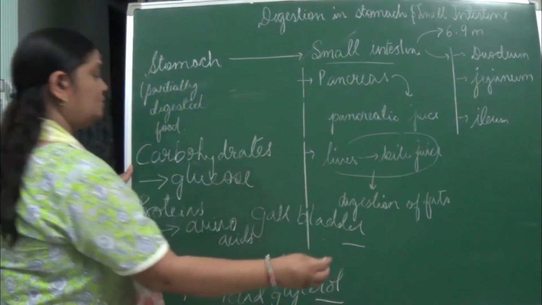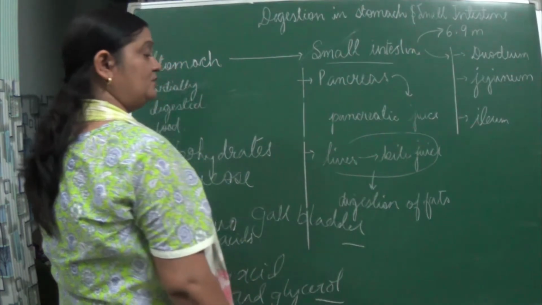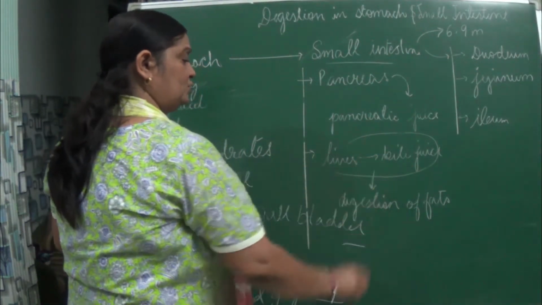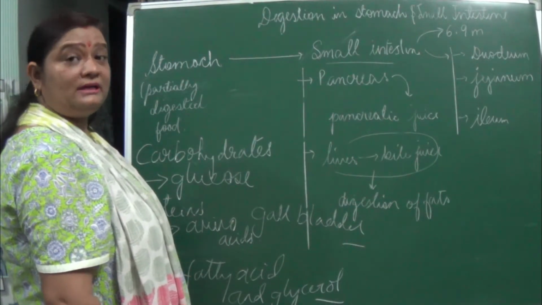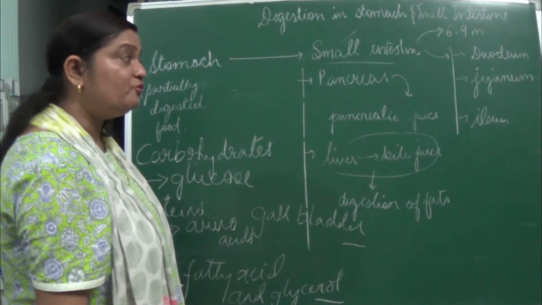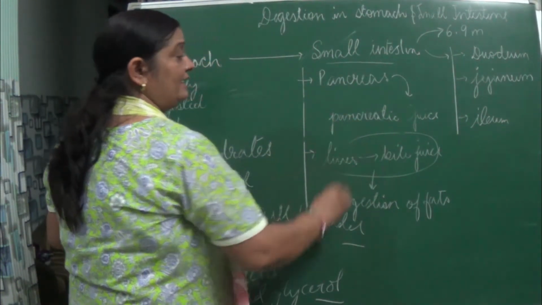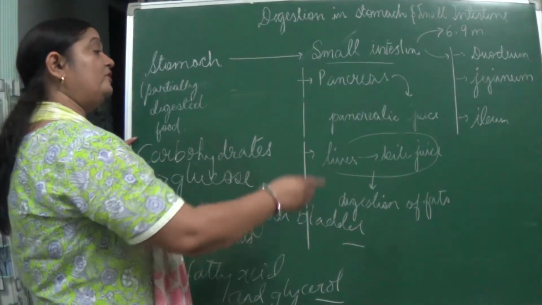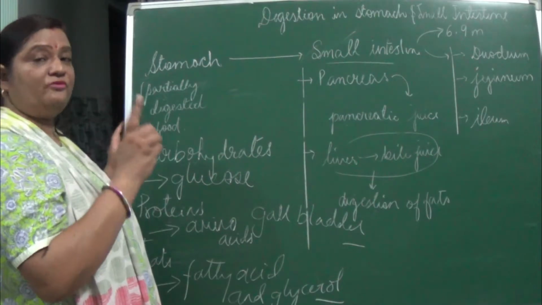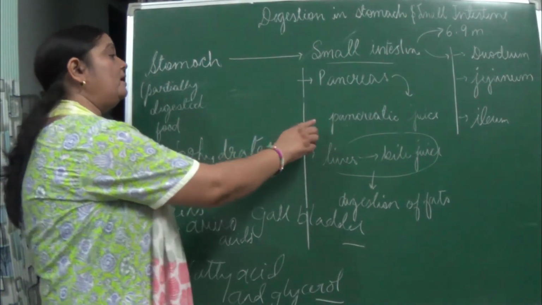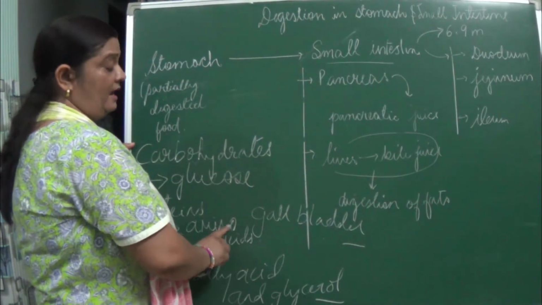So here you can see that the liver secretes bile juice, and the function of this bile juice is that it simplifies the fats. It helps in the digestion of fats. And the pancreas secretes pancreatic juice, which acts on carbohydrates, proteins and fats. So three types of juices are secreted, which act on carbohydrates, proteins and fats.